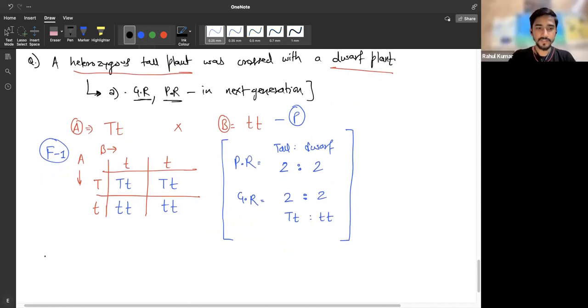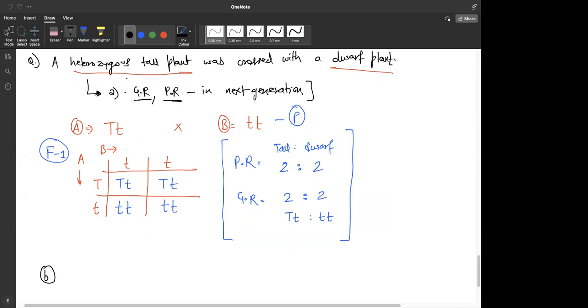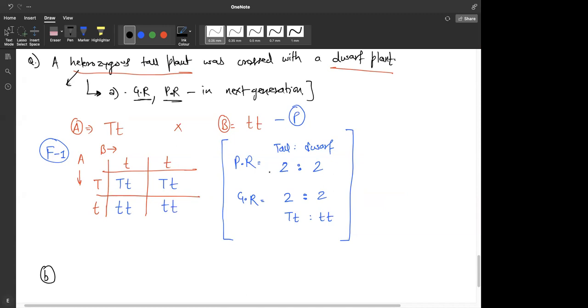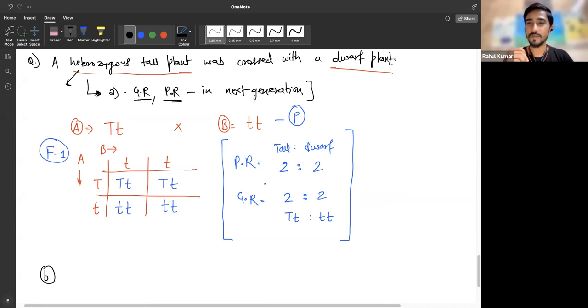Now tell me another thing. I'm just adding to this question. Let's say there is part B of the same question. If I am crossing a homozygous tall with a dwarf plant, what will be the genotypic and phenotypic ratio in the next generation? Very quick. Can you say the question once again? Instead of heterozygous tall plant, in the same question, if I change this word heterozygous and write it as homozygous, then what will be the genotypic and phenotypic ratio in the next generation? Can you do it quickly?